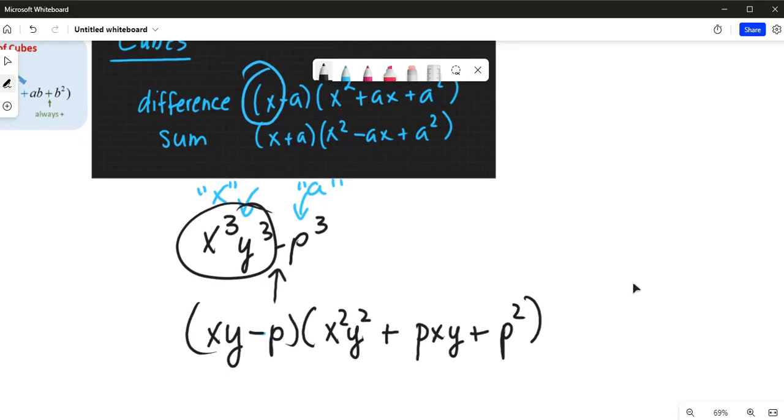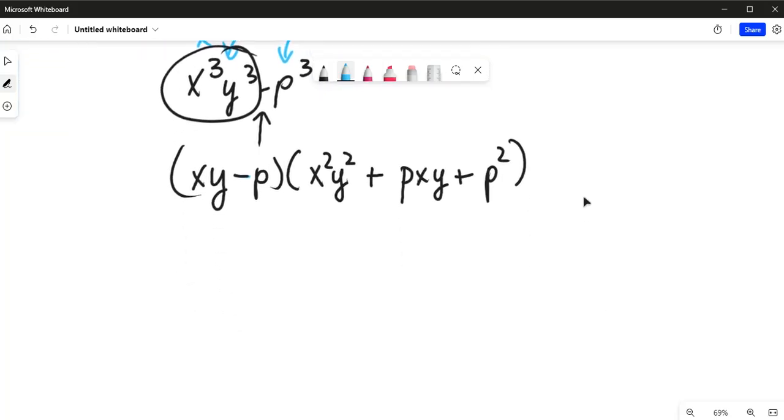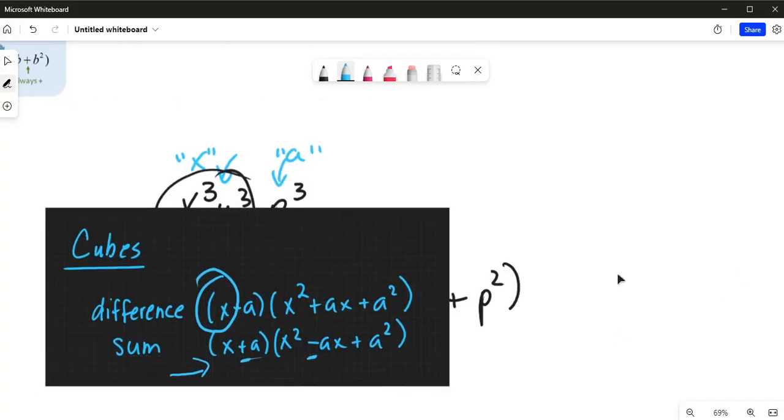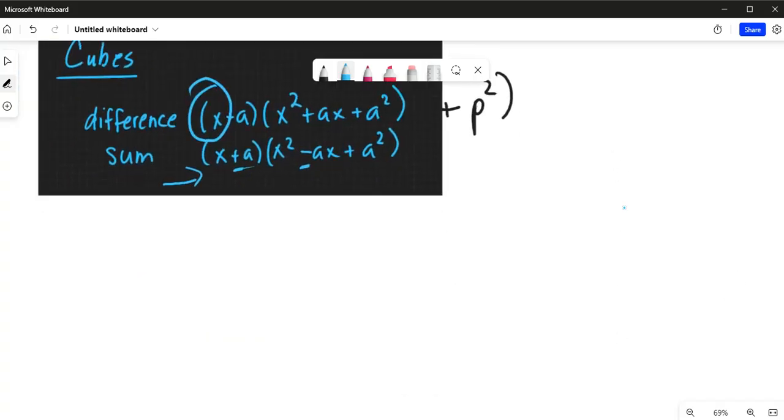Okay, so if it was a sum, it would be in this form instead. You see how the signs are different. It would be a plus here and a minus here. So I'm going to pull this down and look at 108.2. You definitely want to write the forms for difference of cubes and sum of cubes down so that you have that.